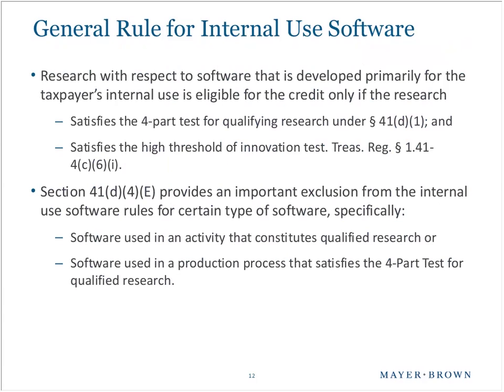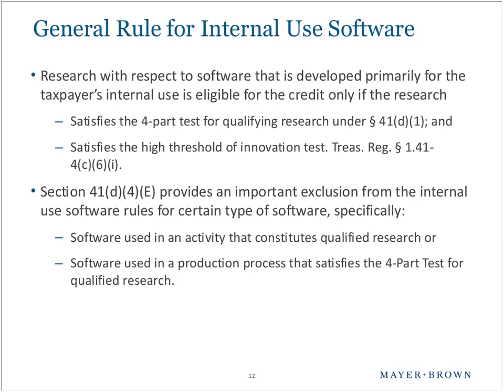The general rule for internal use software is that software that is developed primarily for the taxpayer's internal use is only eligible for the credit if it meets both the 4-part test for qualifying research, as we just went through, as well as it satisfies the high threshold of innovation test. And we will go through that in more detail later on in the presentation. It's important to note here, however, that Section 41 does provide some important exclusions for certain types of software from the internal use software rules.